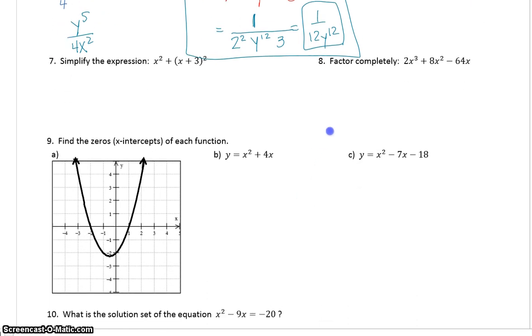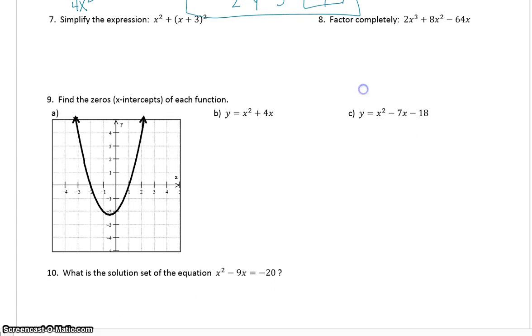Alright, number 7 is kind of working backwards here. We're going to write this out as x squared plus x plus 3, x plus 3. This does not distribute in because of the plus sign. We are going to distribute this all out or FOIL it, however you want to think about it. So we have x times x is x squared, x times 3 is 3x, 3 times x is 3x, and 3 times 3 is 9.